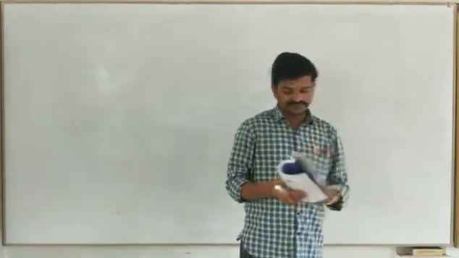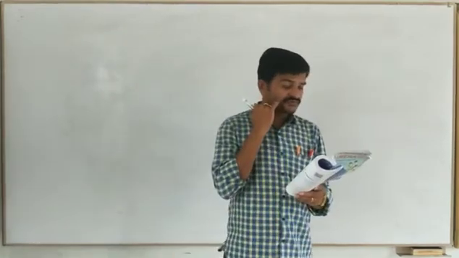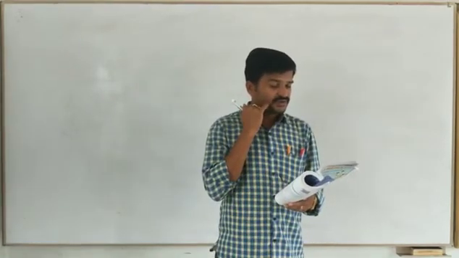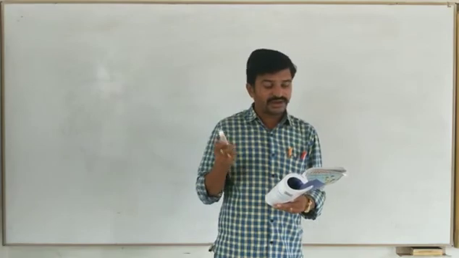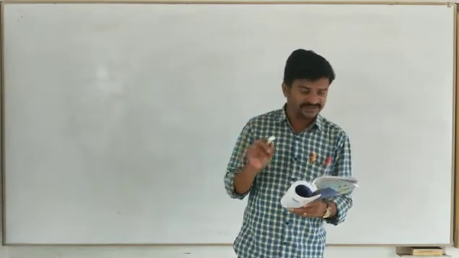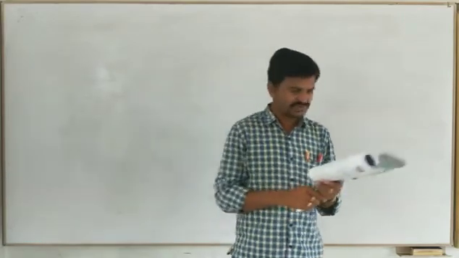Last problem, see all of you. In the figure 6.44, the side QR of triangle PQR is produced to the point S. If the bisectors of angle PQR and angle PRS meet at a point T, then prove that angle QTR equals half of angle QPR. I will show the diagram now.